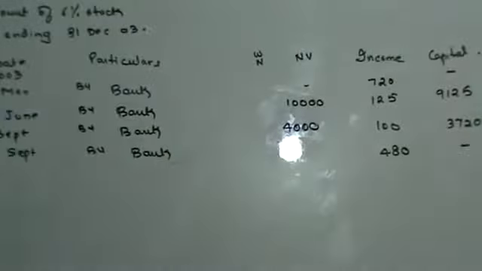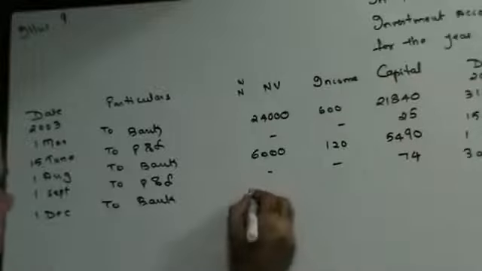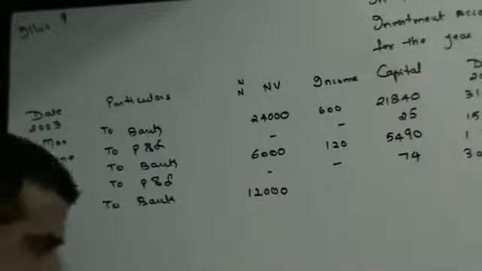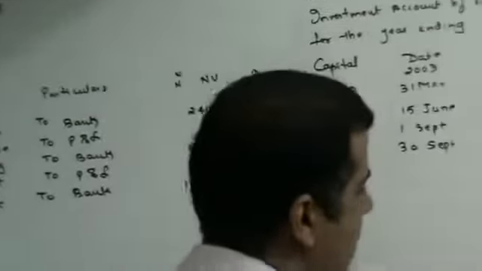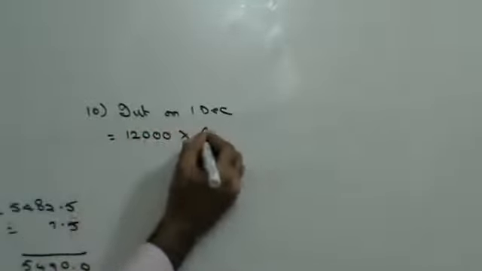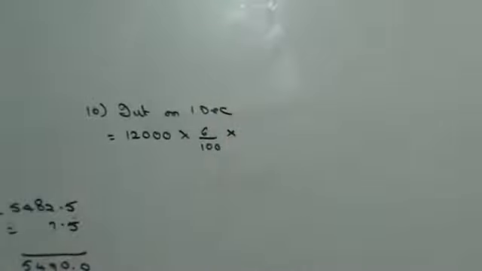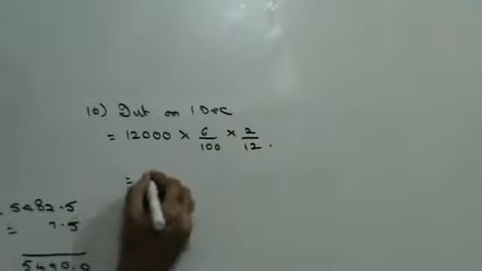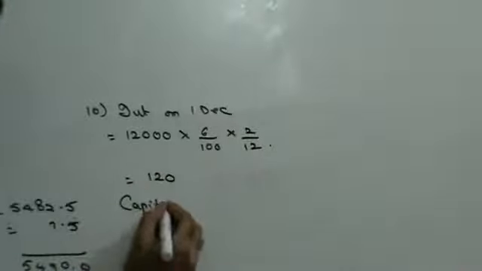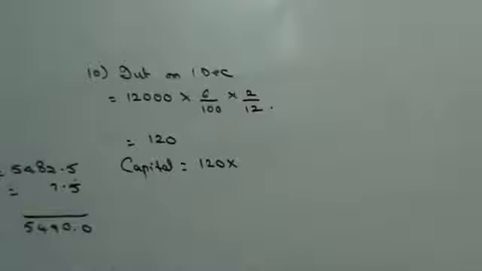Right? Once you have this, then you have 1st December, the date on which you purchased, to bank. This is 12,000. Right? Let's do the interest calculation, people. Interest on 1st December is 12,000 into 6% for just 2 months. Someone please help me. 120. Now let's find out the capital value, people. The price at which you purchased was 94.125.